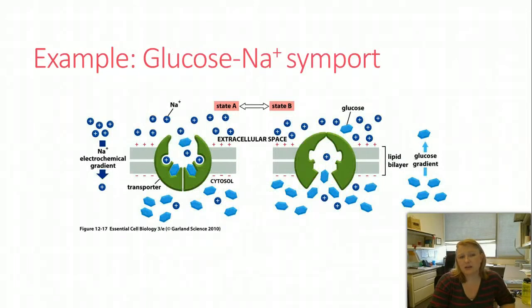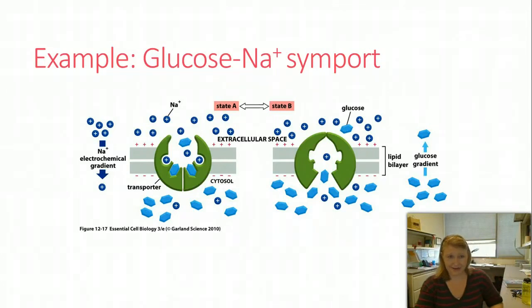All right, so let's talk about the glucose-sodium symport now. So in this case, this is a symport. We talked about an antiport where two things are pumped in opposite directions. We talked about a uniport where one thing is moved. Now we're talking about a symport where two things are moving in the same direction.